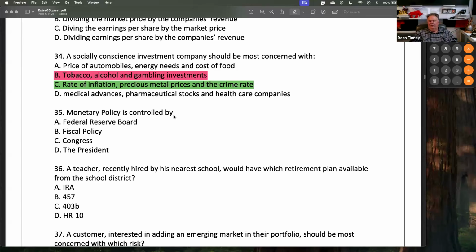But yeah, I've had investors who say, "Hey, Dean, I don't want to be invested in things that I don't really care for." I've also had investors who say, "Dean, let's get some tobacco, alcohol, and gambling." Whatever the case, there is a guy who has a vice fund where it buys these things.